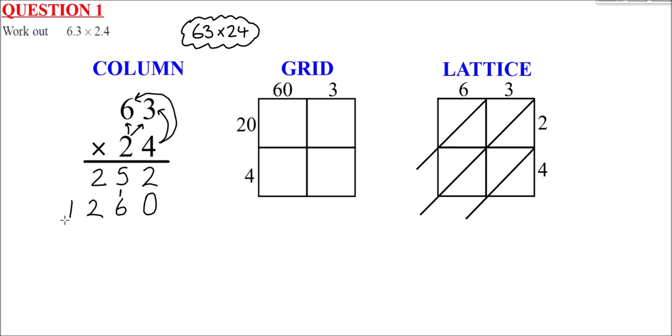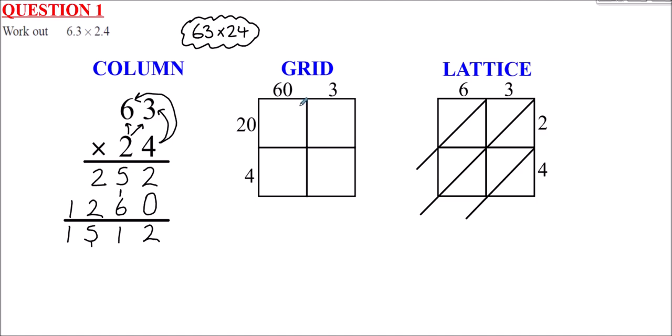Now the only thing left to do is to add these 2 numbers together. So 2 add 0 is just 2. 5 plus 6 is 11. Carry over 1. 2 plus 2 plus a carried 1 is 5. Plus 1 on its end. I've got 1,512. As I say, I'll mention how to deal with these decimals at the end.